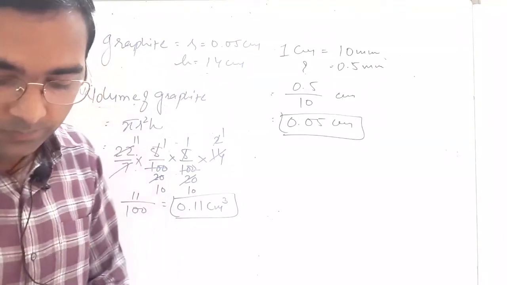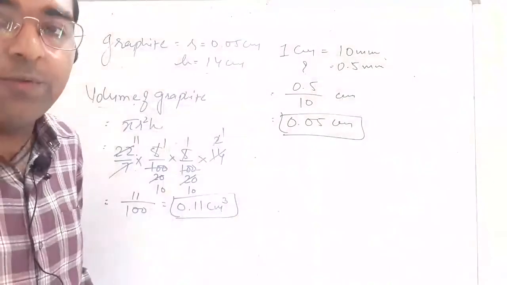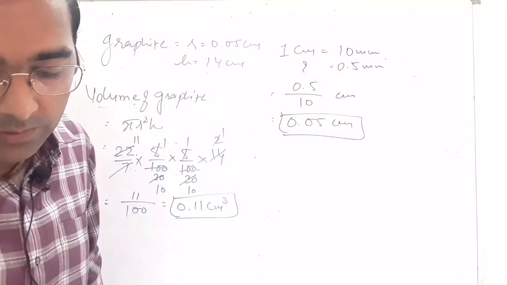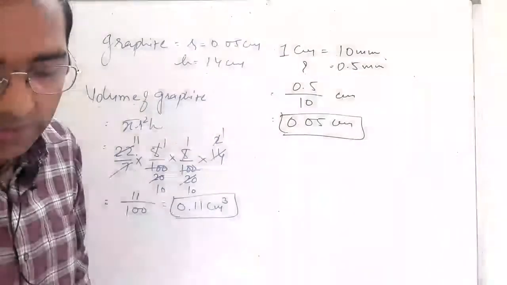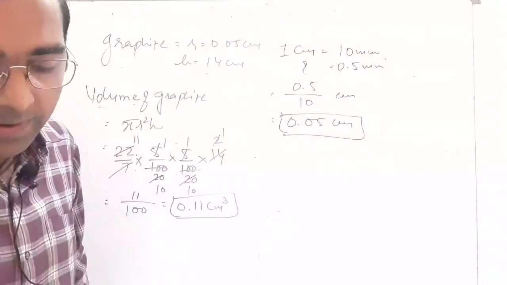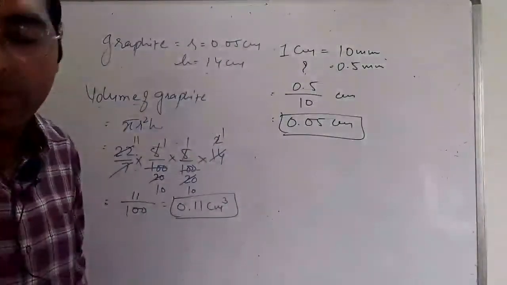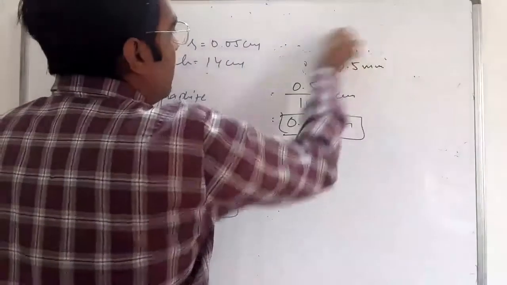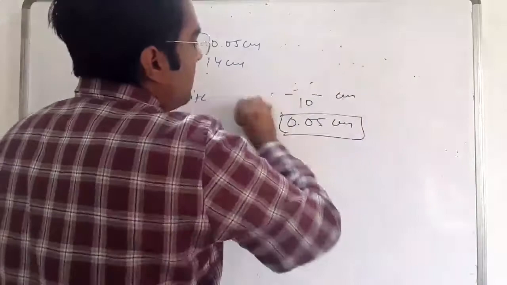So now we have to find the volume of the wood. For that my diameter is 7 mm, that is given. I'll draw the figure here.